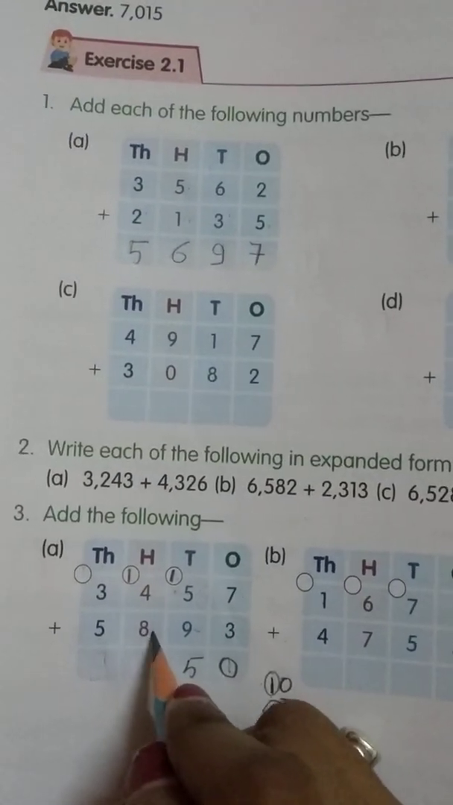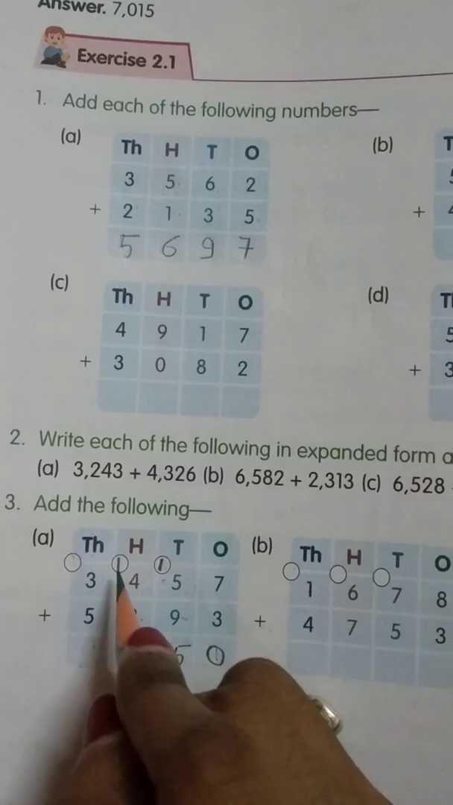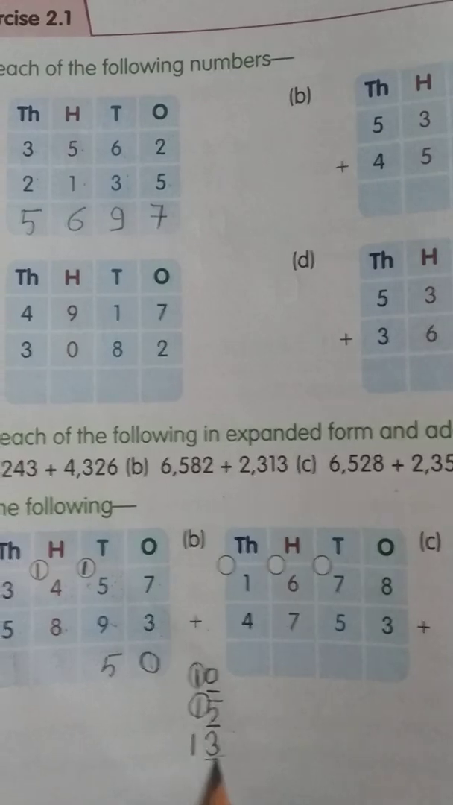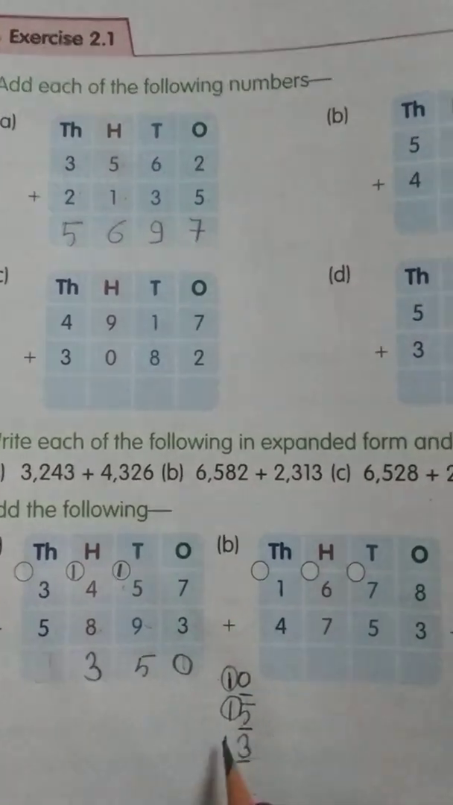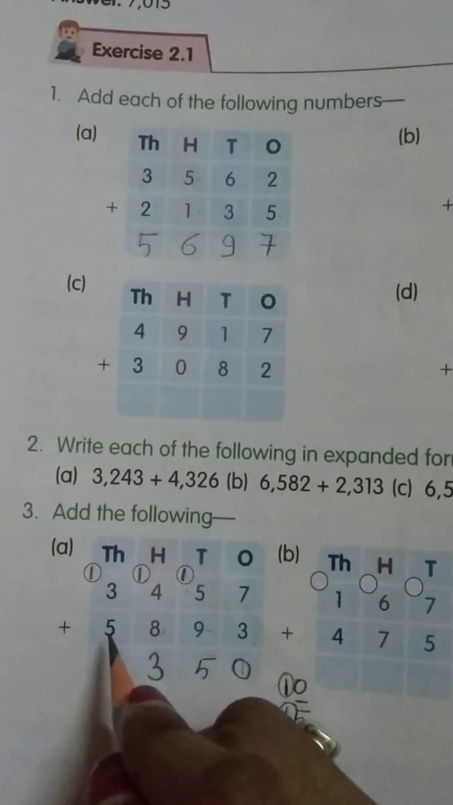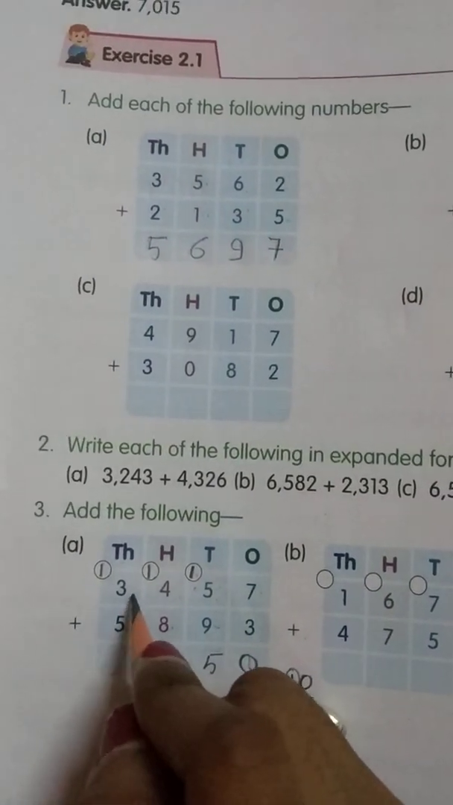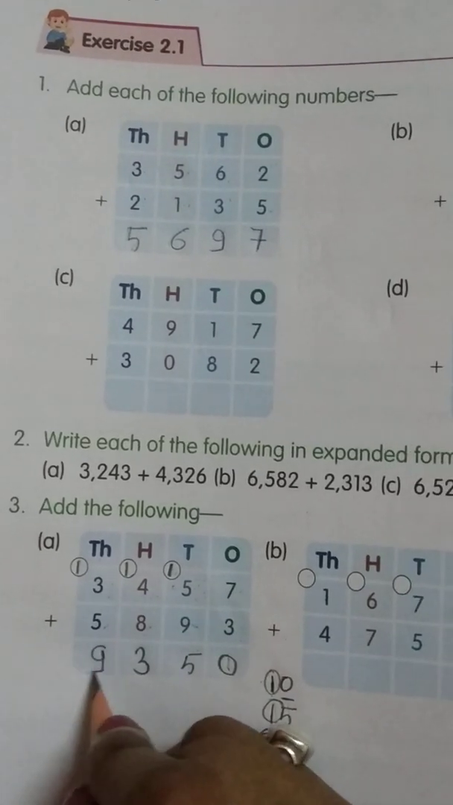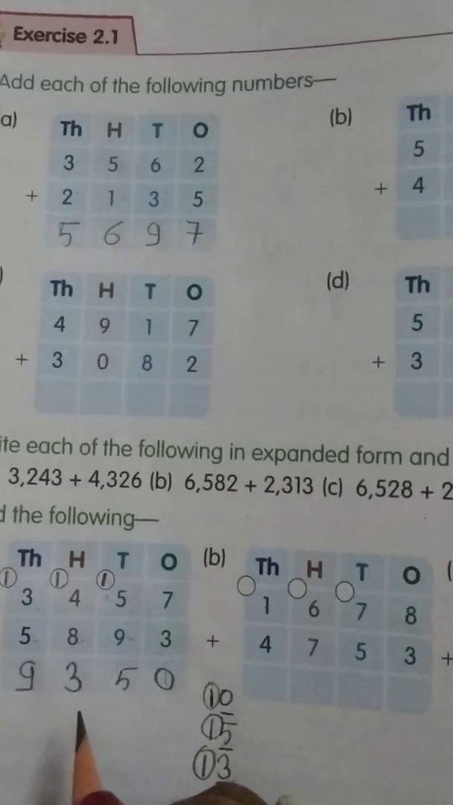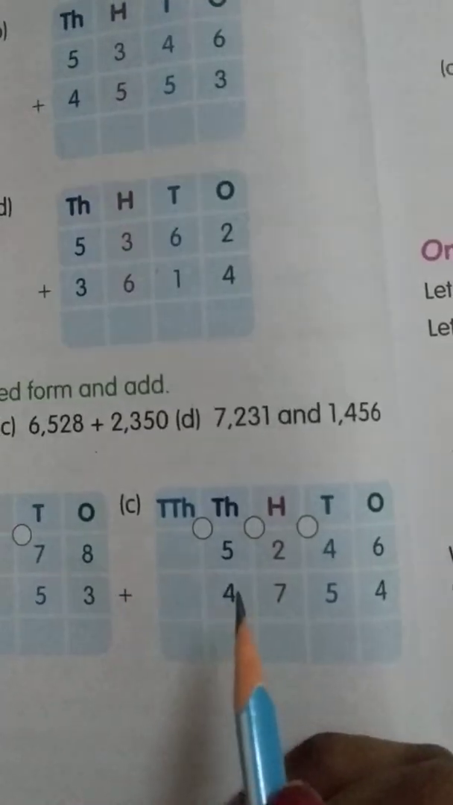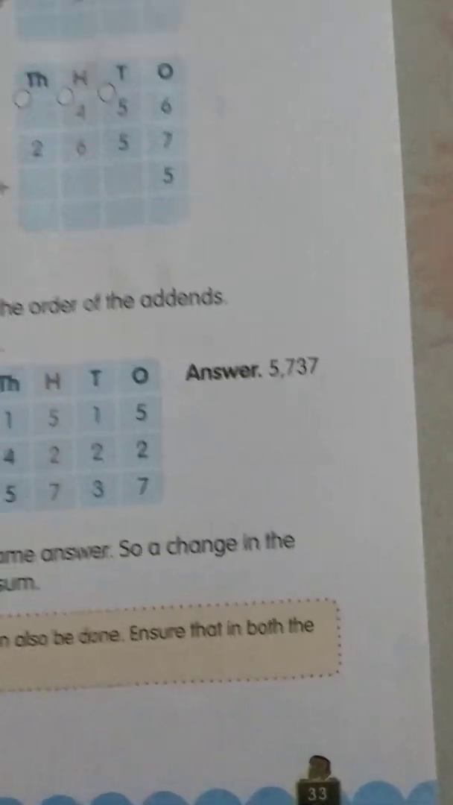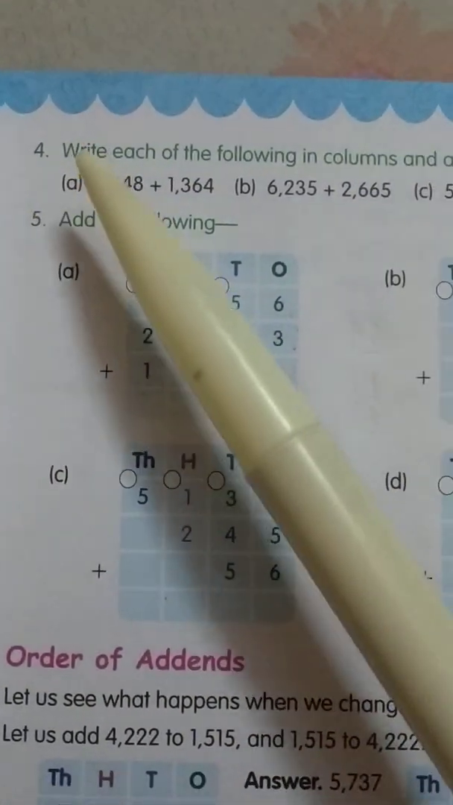Now add 8, 9, 10, 11, 12, 13. So the answer is 13. You have to write 3 here and the other digit as carry here. Again add 5, 6, 7, 8, 9. So you have to write here 9. This is your answer. You have to follow the same process in B and C. Now we will come to page number 33. Here question number 4.